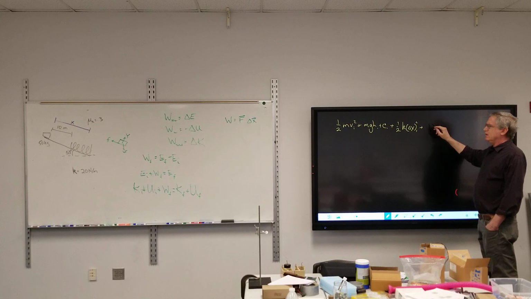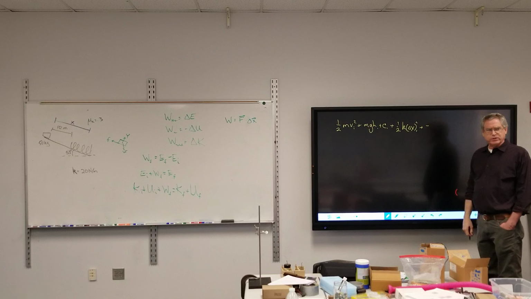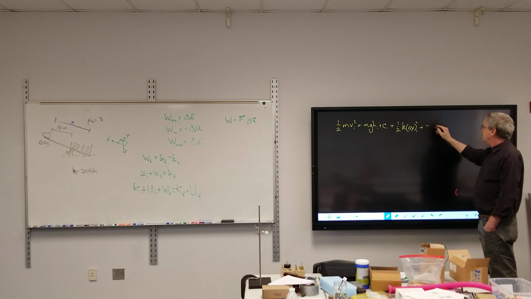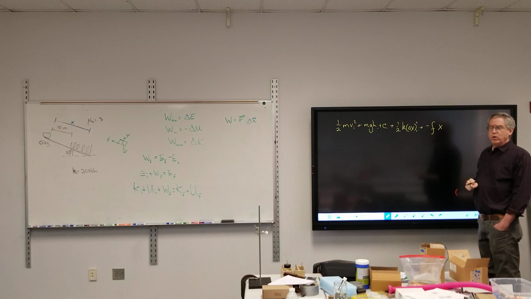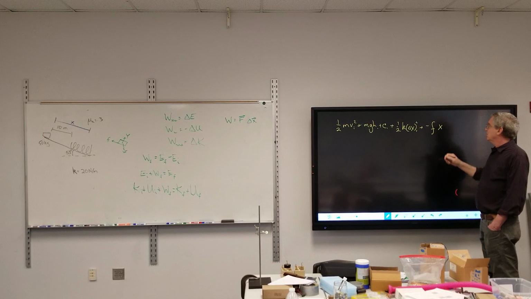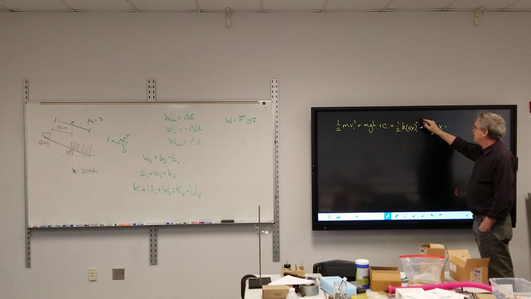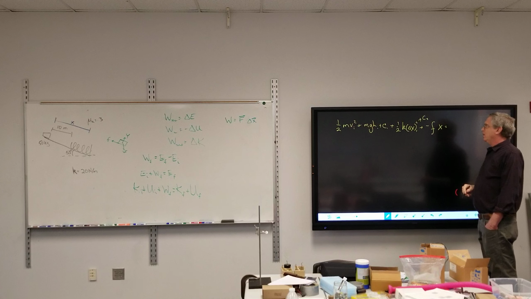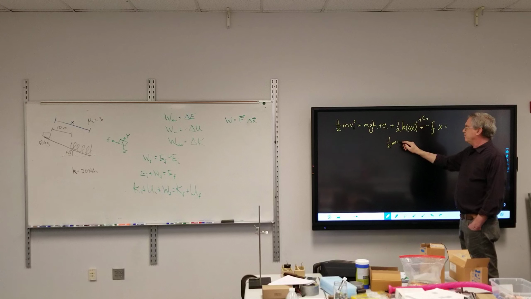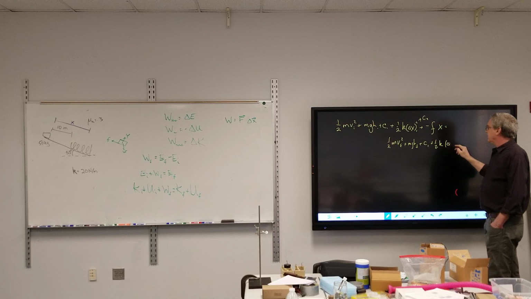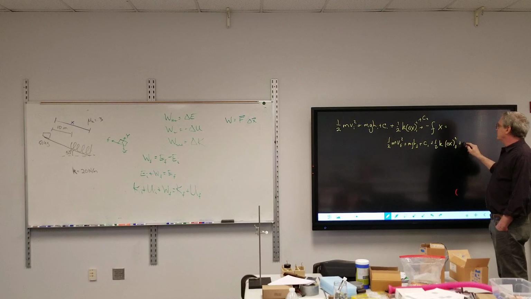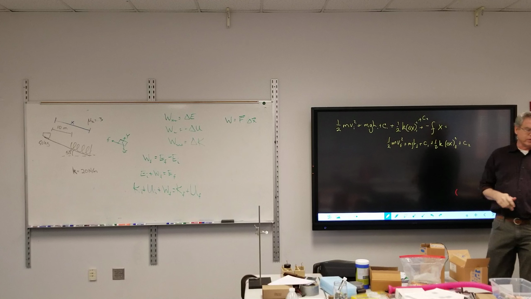So this will be negative because friction's opposite the direction of displacement. The work done by friction is negative friction times x, plus constant 2, is equal to 1/2 mv final squared plus mgh final plus c1 plus 1/2 k delta x final squared plus c2. Obviously the c's go away.